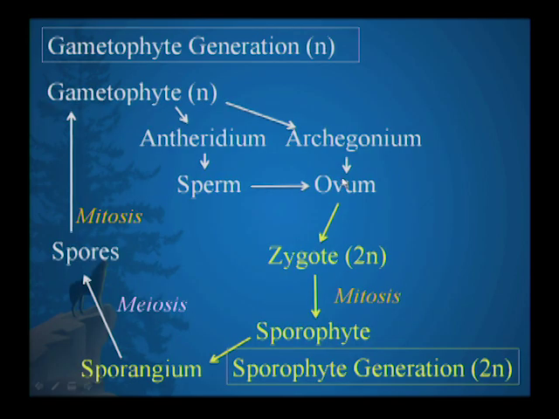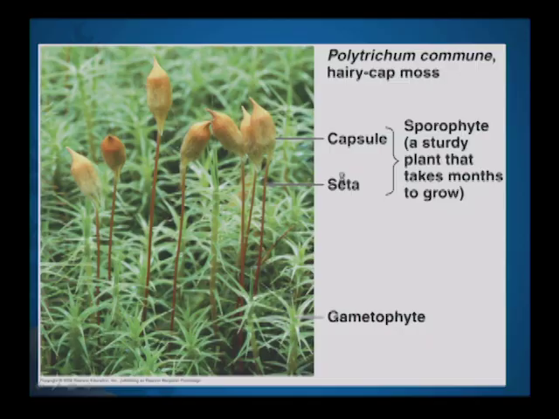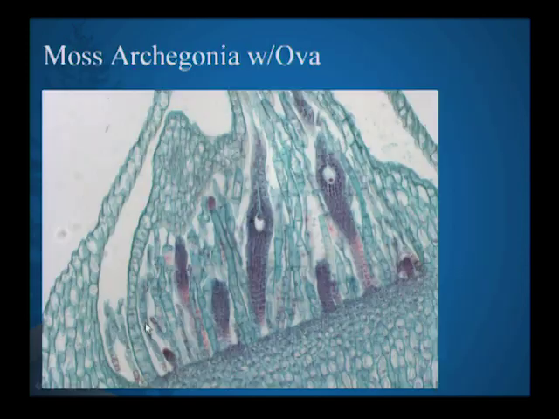So the next part of this life cycle is that on the top of some of the sprigs of moss, there will be structures called archegonia, which produce ova. Again, if we look at other sprigs of this moss, instead of antheridia at the tops, we will find archegonia. This is a slide looking at a longitudinal section through the top of one of these sprigs. This is the archegonium, and this large cell inside is the ovum.